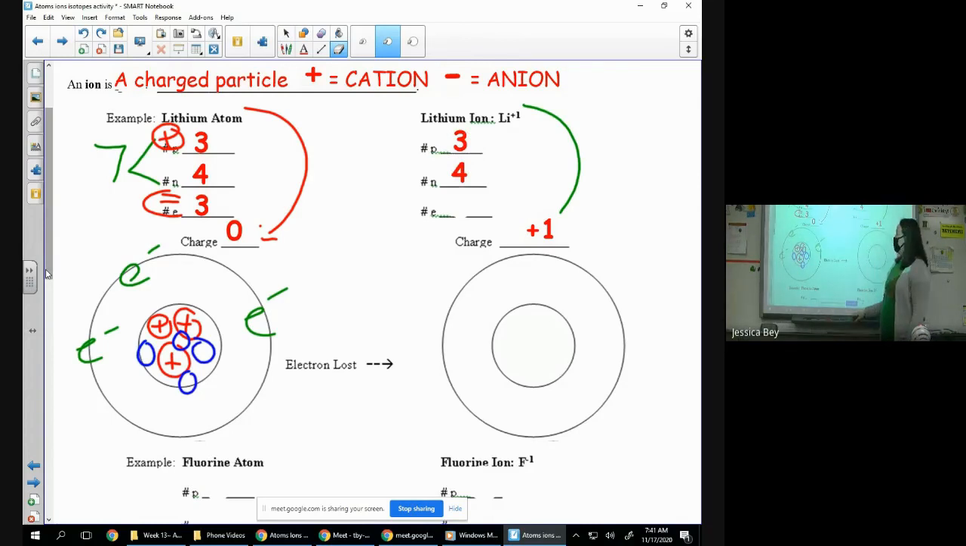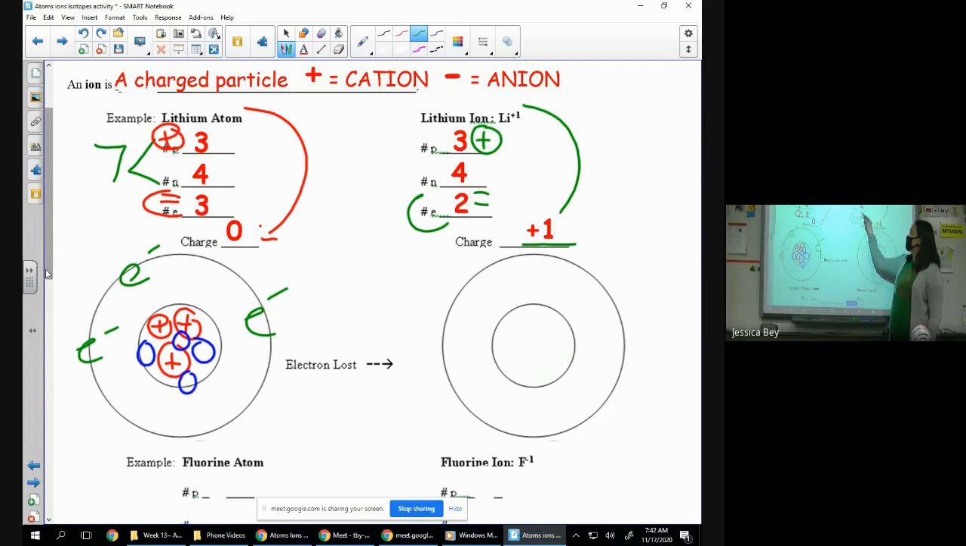However, how many electrons must I have in order to end up with a +1 charge over here? Got to have 2, because now I'm +3 minus 2 leaves me with a +1.